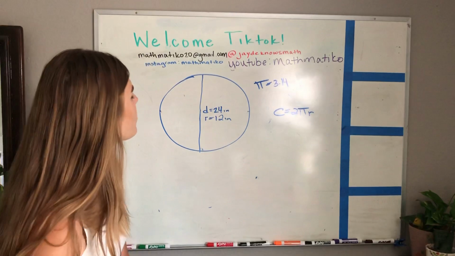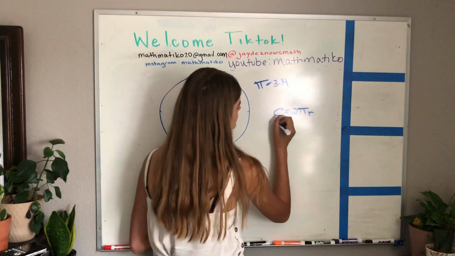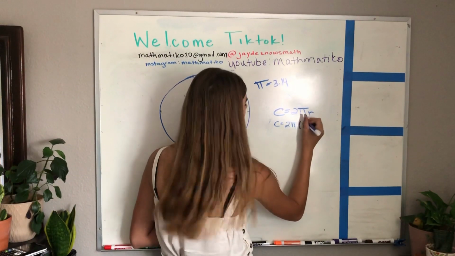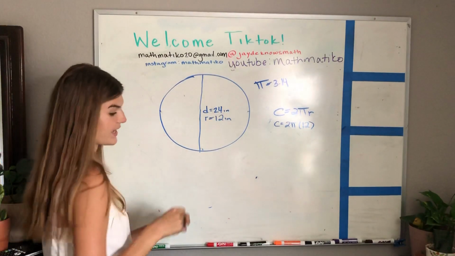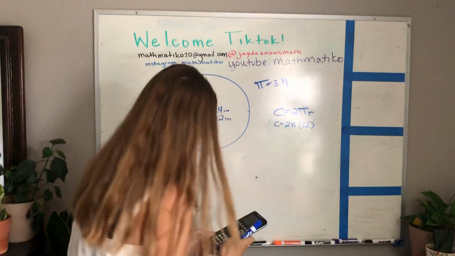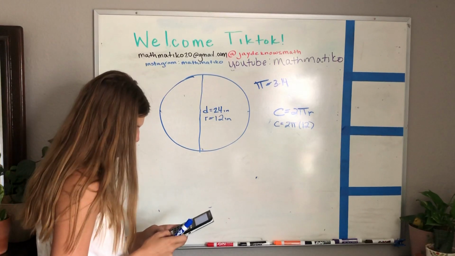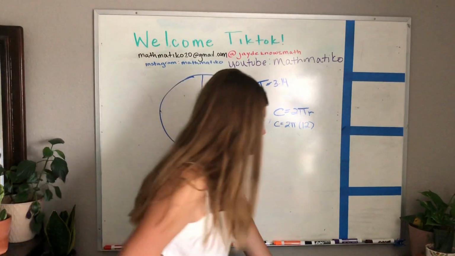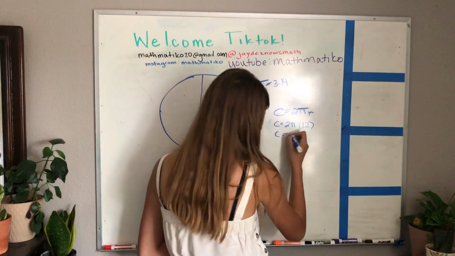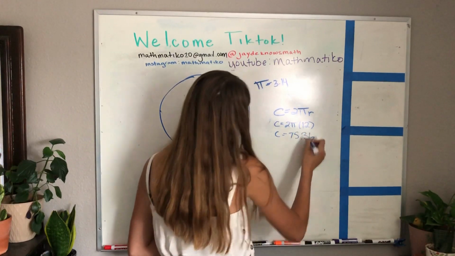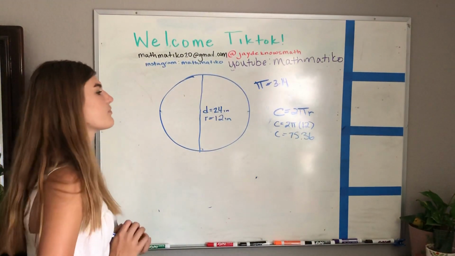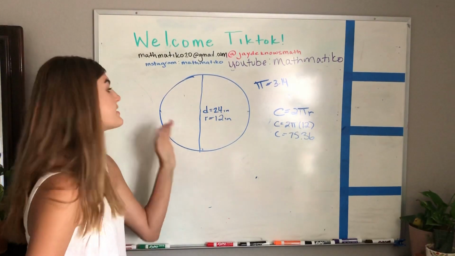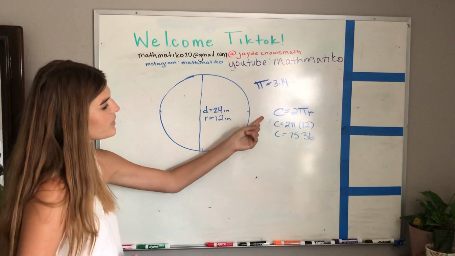Alright, so radius is 12 inches, so what we can do with circumference is we can plug in what we know, 2 pi times 12, because we just found the radius, because it's half the diameter. I'm going to use a calculator for this. 2 times 3.14 times 12. We should get, for the circumference, 75.36. Alright, so what we did was we are given the diameter, we found the radius because radius is half of the diameter, and then we plugged it into our circumference equation.